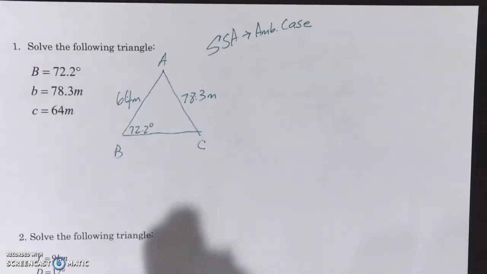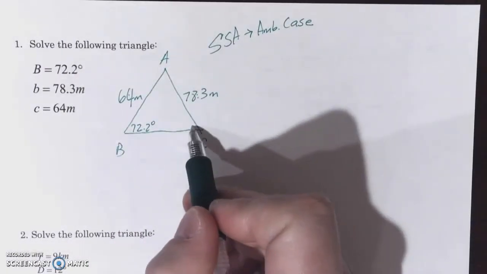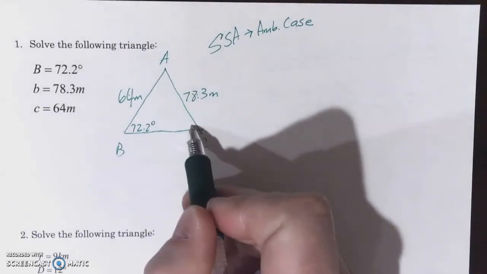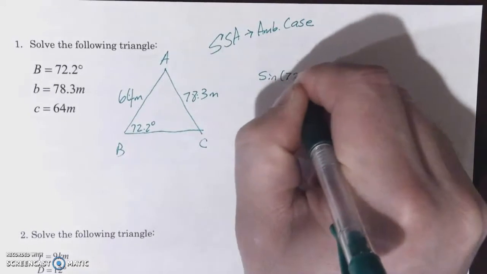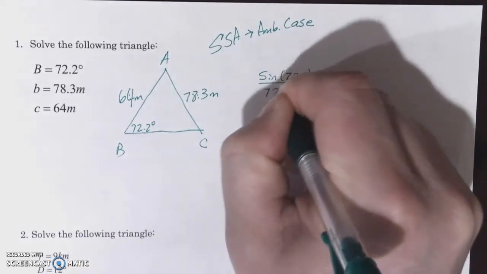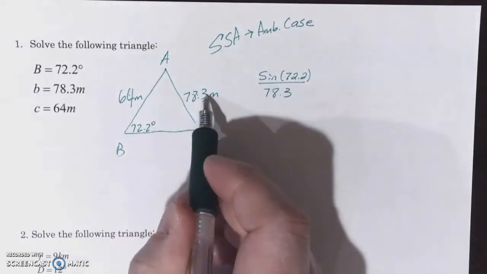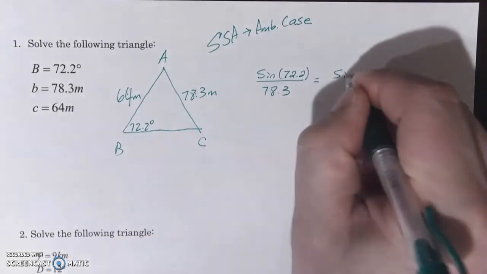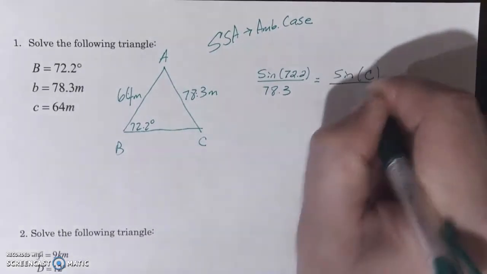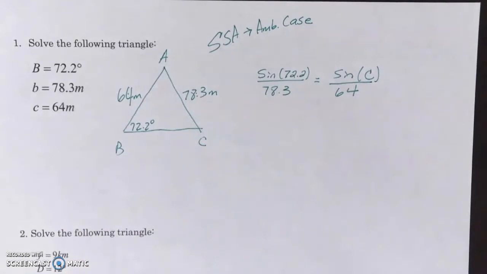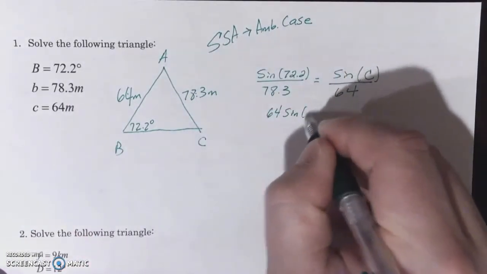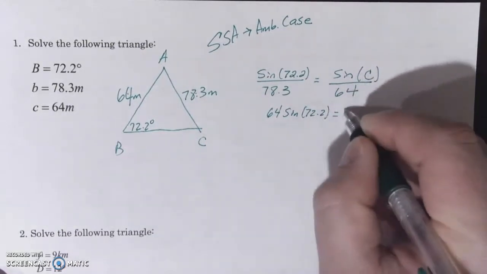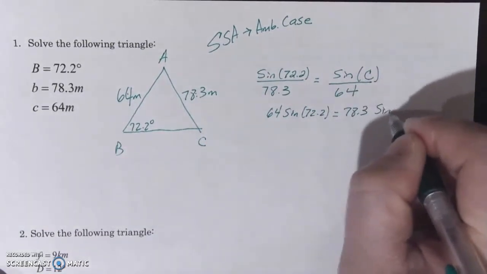The first step is to use the law of sines to solve for the one angle that we can, in this case angle C, because we have that opposite side. So sine of 72.2 over 78.3, sine of an angle over its opposite side, is equal to sine of C over its opposite side. We cross multiply. 64 times sine of 72.2 equals 78.3 times sine of C.